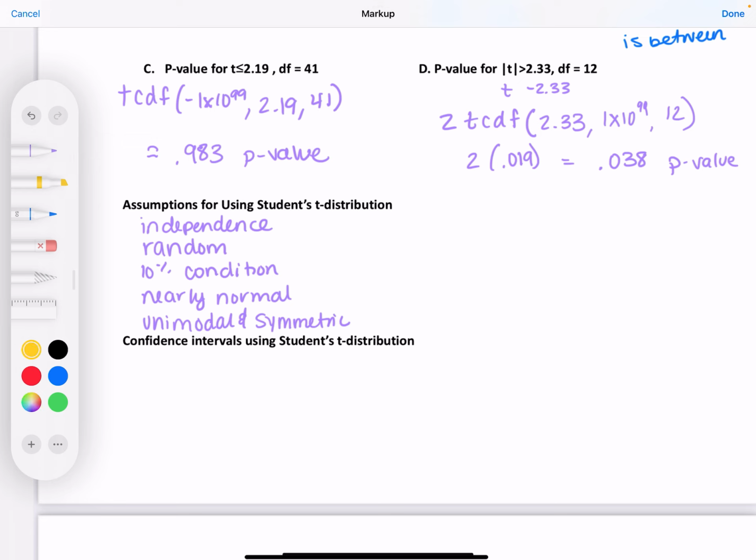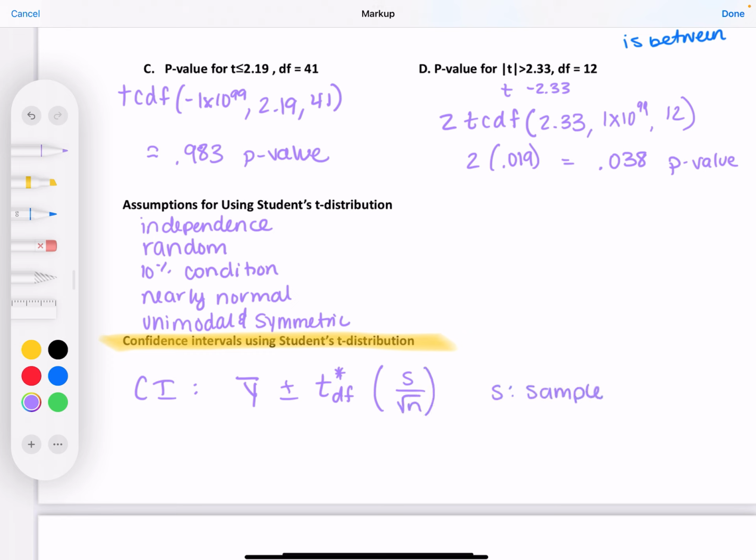All right, and I'm going to tell you to highlight this next thing that we're going to do. Got it. All right, so confidence intervals using a student's T distribution. Okay, so the confidence interval is going to be Y bar. So that's just the average. Plus or minus T star DF times S over the square root of N, where S is the sample standard deviation.